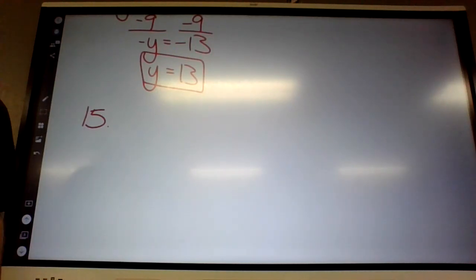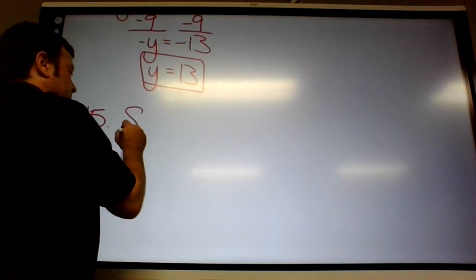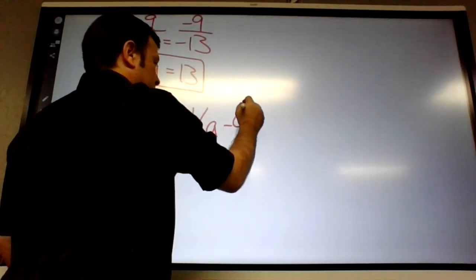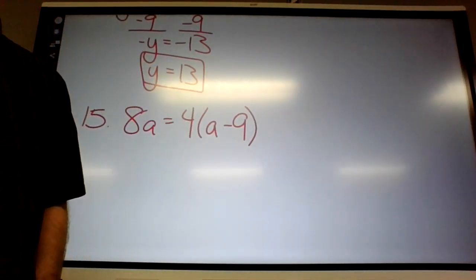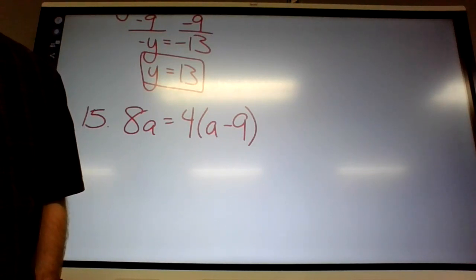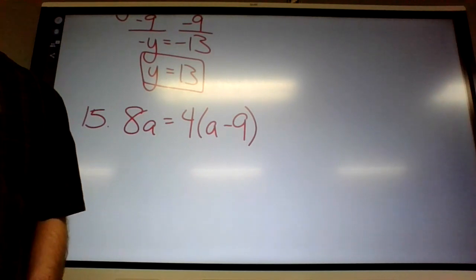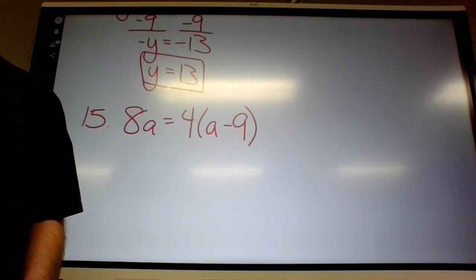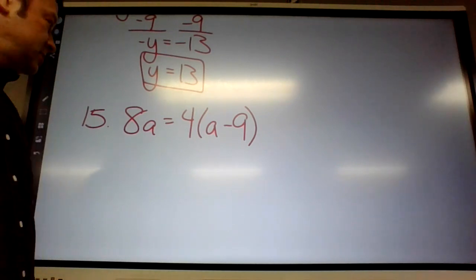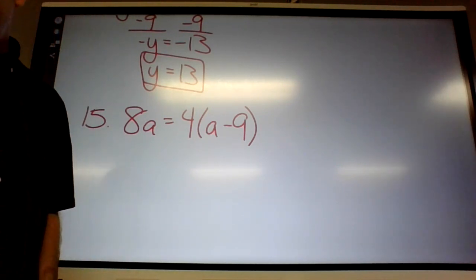Fifteen. 8a equals 4a minus 7. Let me see if there's any fractions today. Yeah, okay. 2. I see 2 fractions or decimals on the evens. We're about to get one on the odds too. Okay, 15.